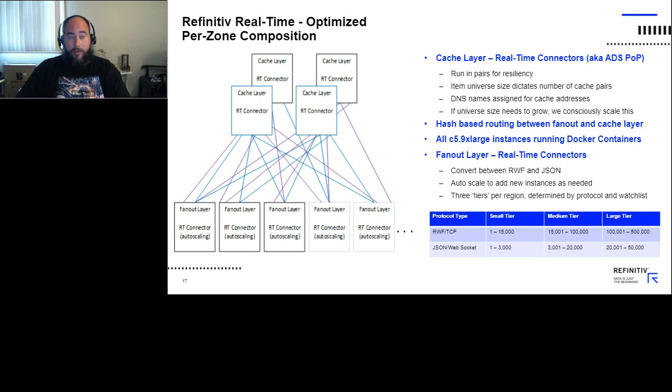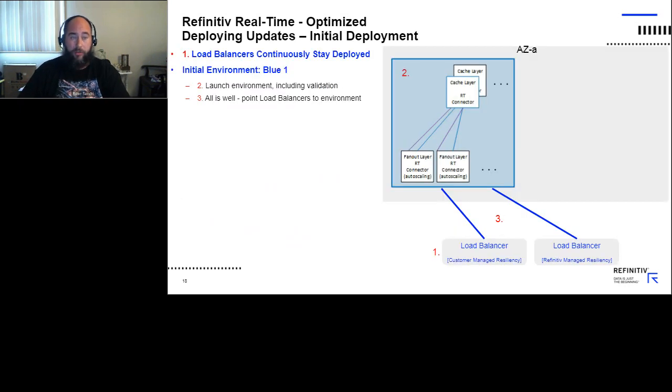Yeah, I have it right here. We're using C5 9 extra large instance sizes. And like I mentioned, we chose that specifically because of the 10 gigabit network support that those offer.